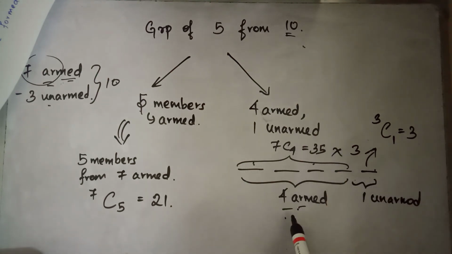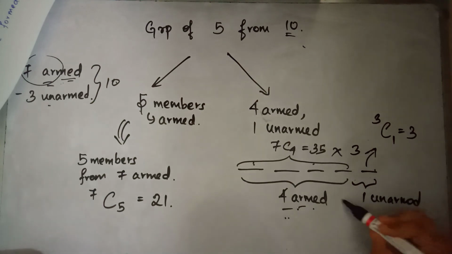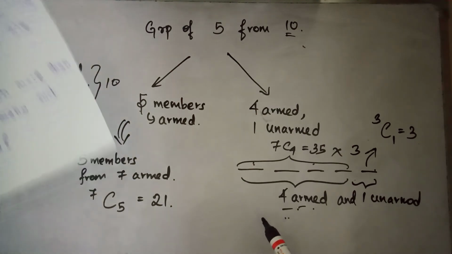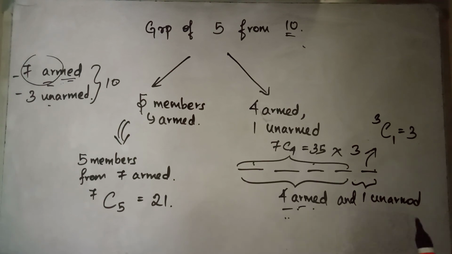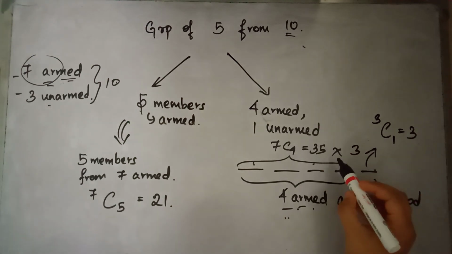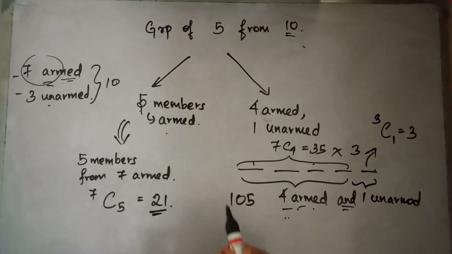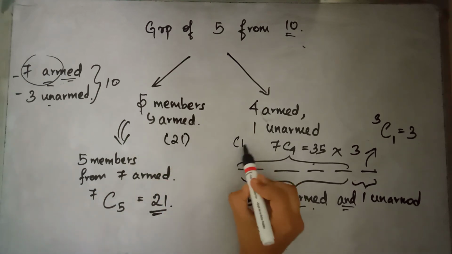Because this committee must contain 4 armed members and 1 unarmed member. Now there are times when even I get confused about whether it's multiplication or addition. During all of those times, what I do is I just try to frame a sentence in my mind. So in this case, a committee must contain 4 armed members and 1 unarmed. So I'll automatically have multiplication. So I'll have 35 into 3 and that will give me 105. So we have 21 in this case, and here we have 105.